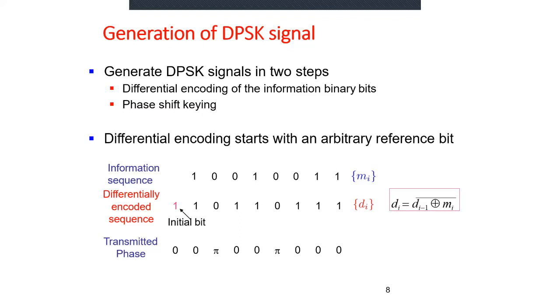So when I have taken this as 0, this will be pi. So 0 XNOR with 1, I said it is 0, so I am getting this as pi. Then 0 XNOR with 0, I am getting output as 1, so this will be 0. I hope it is clear. So this will be pi, pi, 0. Then pi, pi, 0. Then pi, pi, pi. That is the transmitted phase when the initial bit is 0.